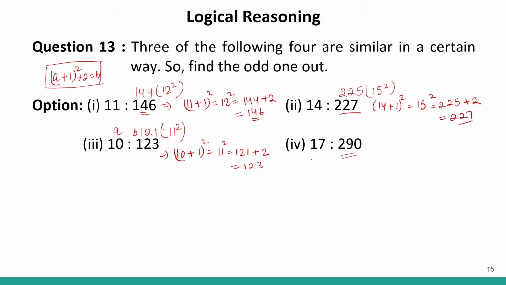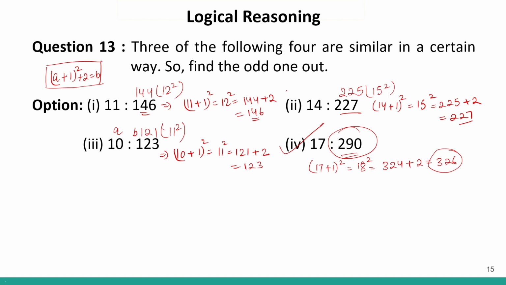So this should be the same logic over here. If I do the same logic, 17 plus 1 whole square, so 18 square. 18 square is 324. Plus 2 should give me 326. But over here we have 326 and over here we have 290. So this is not the logic that is used in option number 4. So in option number 4, we are using a different logic. Therefore, option number 4 is the odd one out.